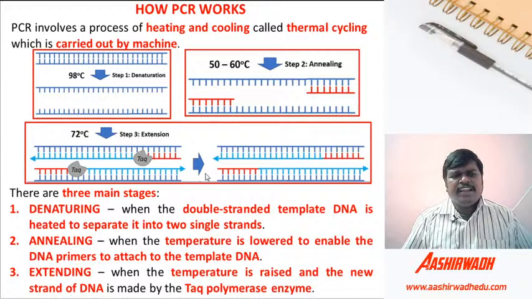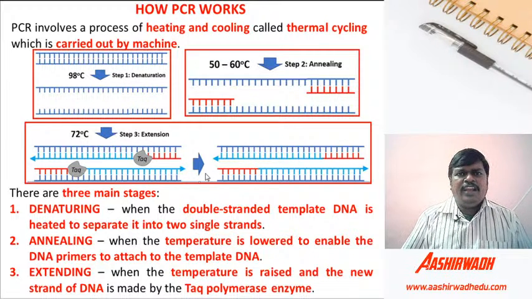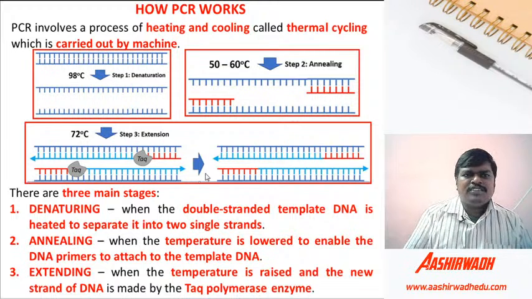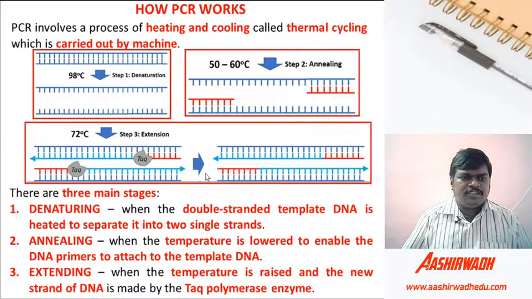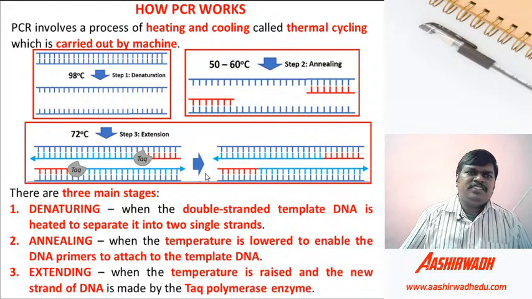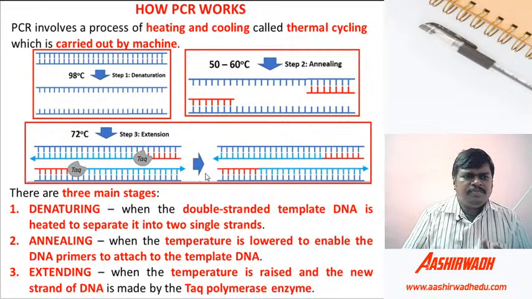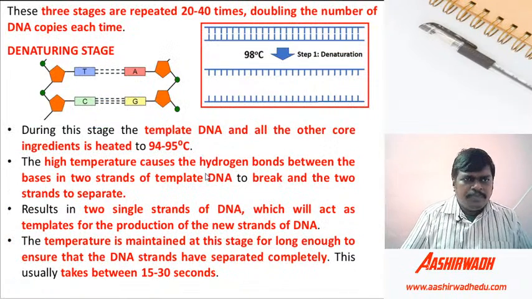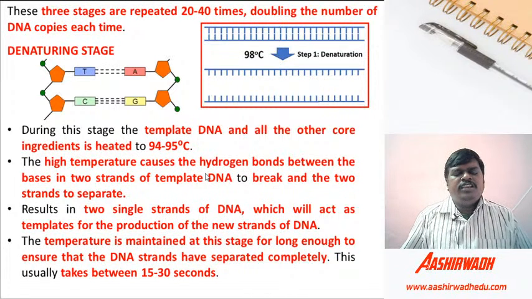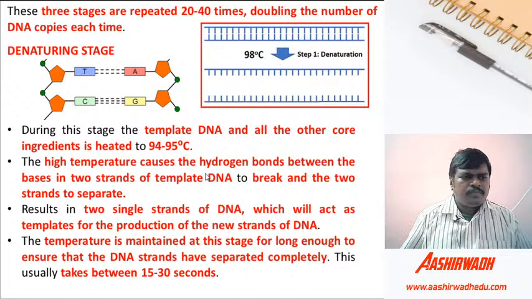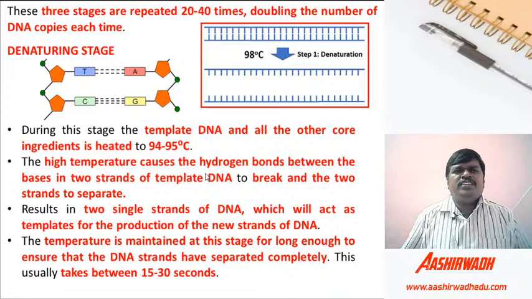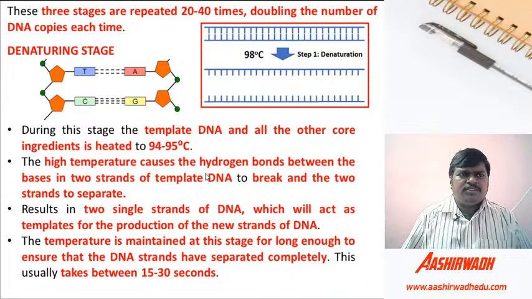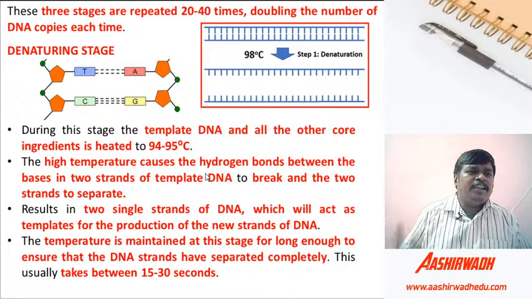When the temperature is raised, what will happen? The new strands of DNA are formed by using TAQ polymerase enzyme. So this process is called the extension process. So these are the 3 stages: denaturation, annealing, extending. Now let us learn how exactly these 3 processes are done. The 3 stages are repeated about 20 to 40 times, so that the number of copies doubles each time.